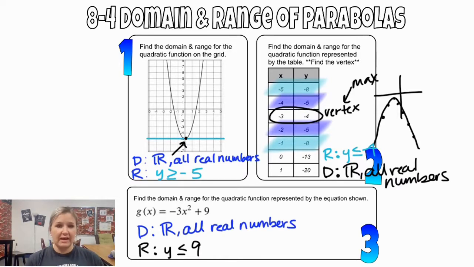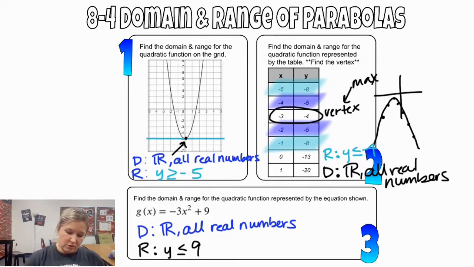So just remember, domain for quadratic functions is all real numbers, and for linear functions, all real numbers. You don't have any restriction there. And then for range, remember with quadratic functions, the key point you're looking for is your vertex. Is it a maximum or a minimum? If it's a maximum, of course, there can't be anything above it, so everything would have to be less than.